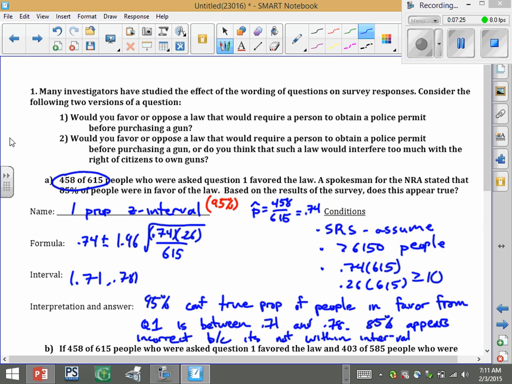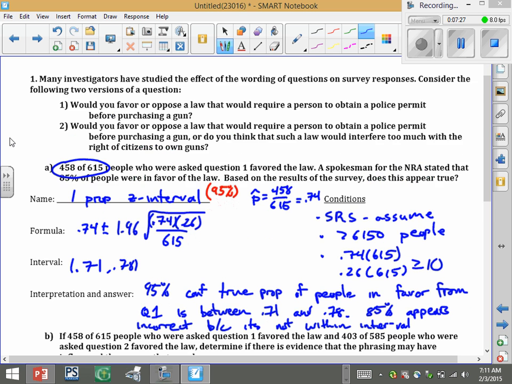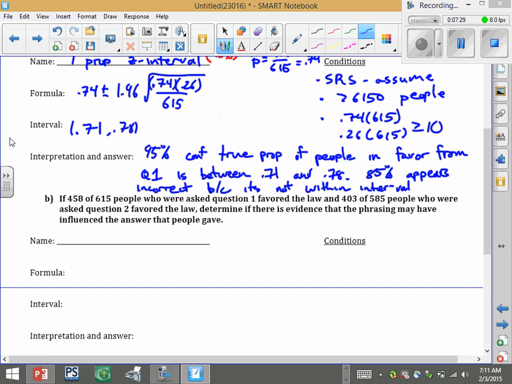Now, we look at the next one. Those 458 out of 615 people favored question 1. 403 out of 585 that were asked question 2 are in favor of the law. Determine if there's evidence that the phrasing may have influence. Now we've got two proportions, and we're going to compare them. Does that proportion differ significantly from that proportion? So this would be a two proportion Z interval.